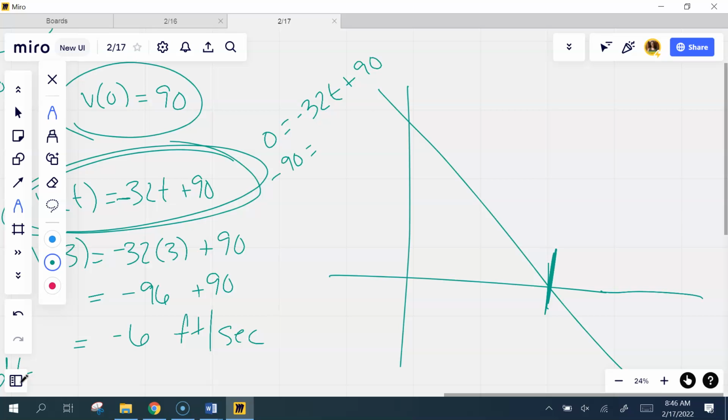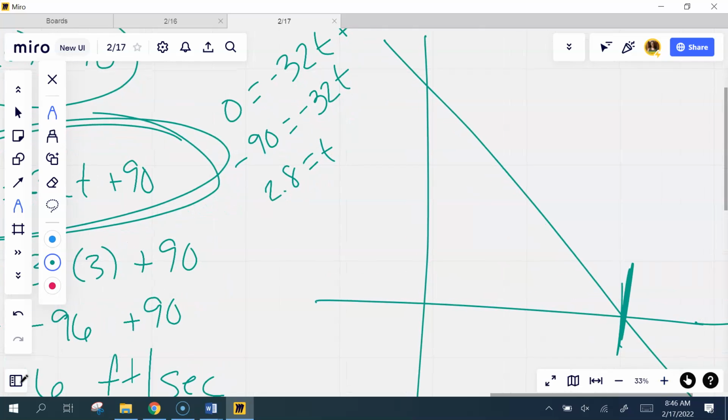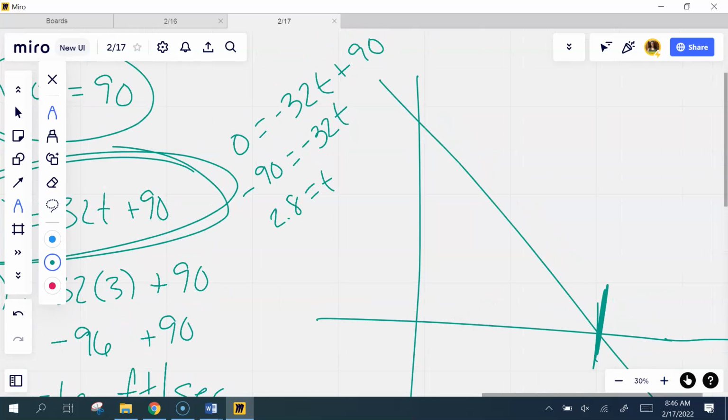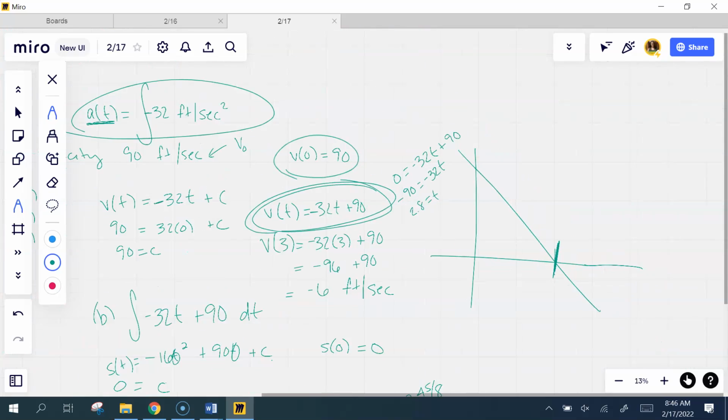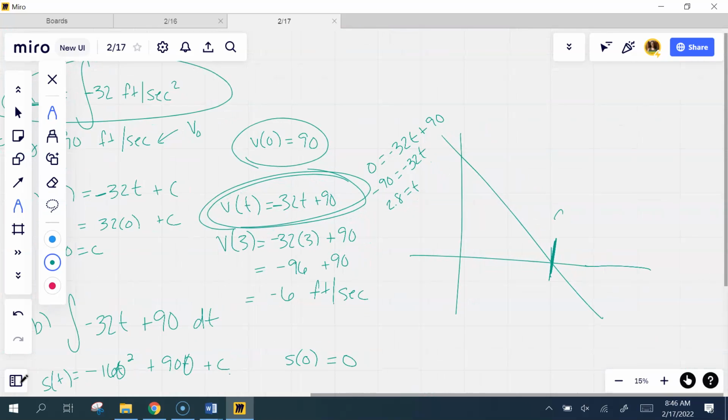minus 90 divided by negative 32. What is that? Somebody do 90 divided by 32. 2.8. This is 2.815, whatever that is, that point here.